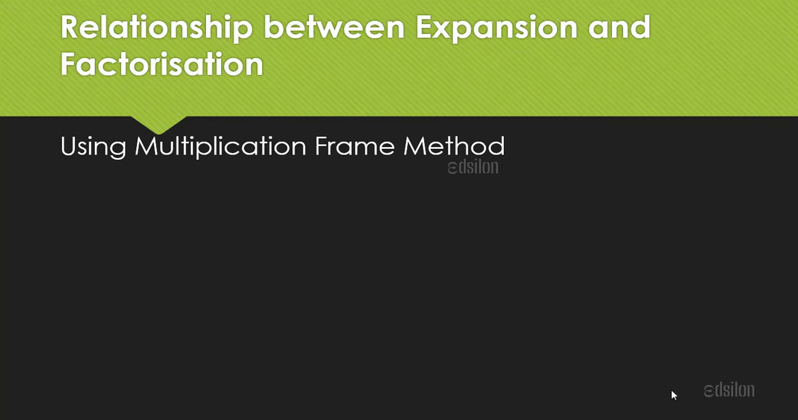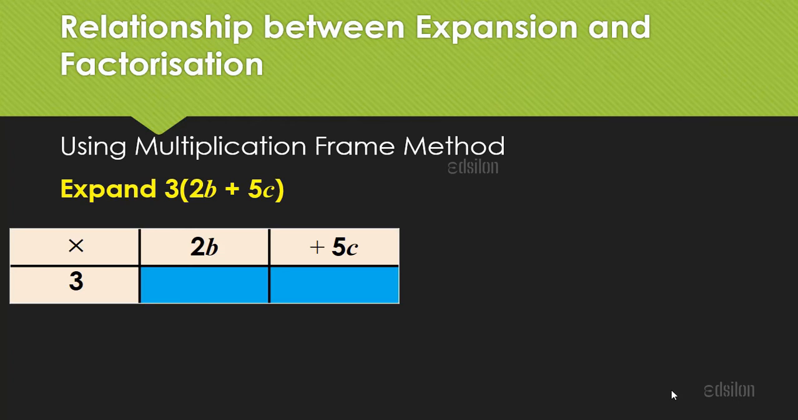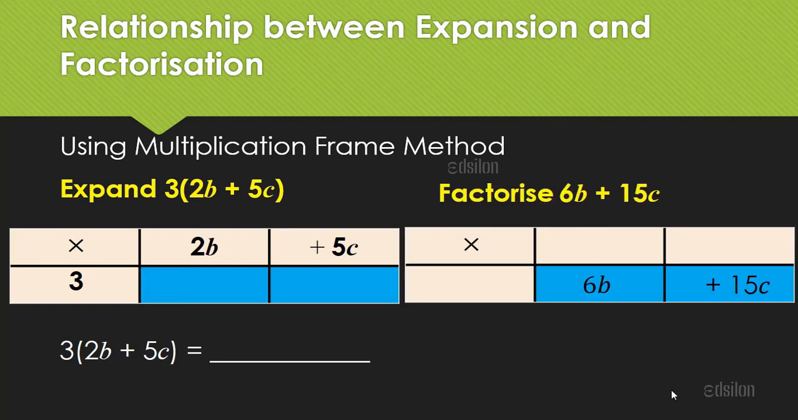Let me use the multiplication frame method. In expansion, we fill in the terms in the white boxes. Then we find the terms in the blue boxes. And the answer will come from the terms in the blue boxes. Whereas in the case of factorization, we fill in the blue boxes with terms, then find the terms in the white boxes, and the answer will come from the terms in the white boxes. Let us now look at one example to see how to do factorization.